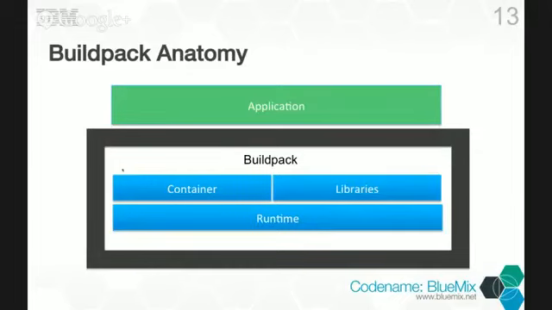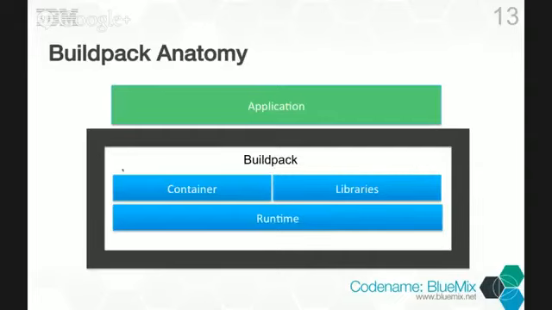So what does a build pack look like? Basically, it has the runtime container and some libraries inside of it, and your application code sits on top of that. If we take a specific build pack, for example, the Cloud Foundry Java build pack, it will install the JDK, it will install Tomcat, Jetty, or Liberty, and then whatever additional libraries might come with that build pack.